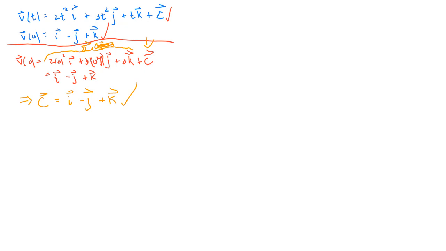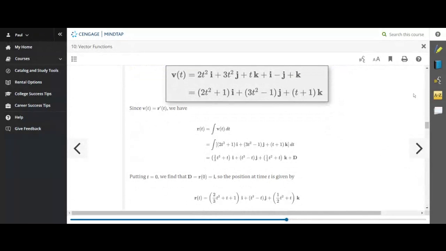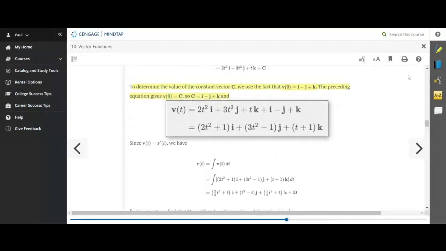All right, well, let's head back to the book now. So now I incorporate that initial condition. I substitute in the constant vector, which is equal to i minus j plus k, into my velocity vector formula, and I end up with what you see here.